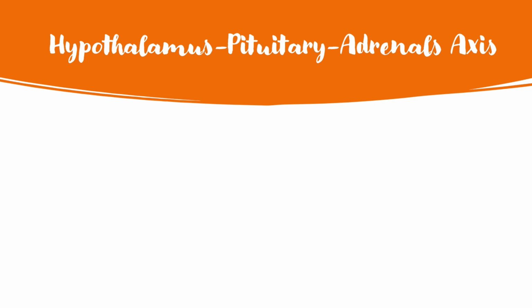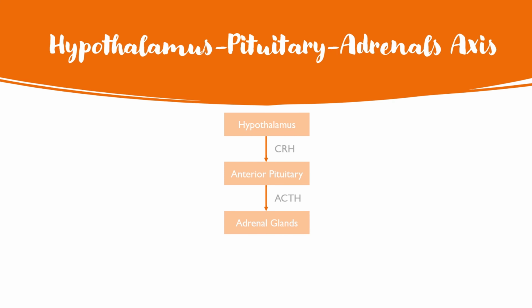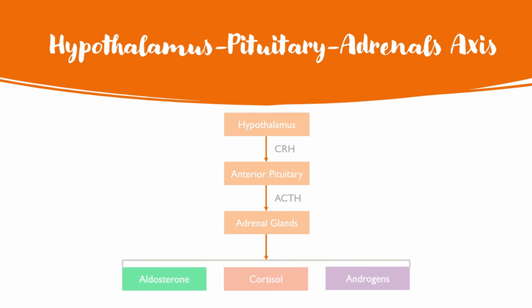Another aspect to review is the hypothalamus-pituitary-adrenals axis. So what happens here is that we start off with the hypothalamus, and this secretes a substance called CRH, or corticotropin-releasing hormone. This CRH then acts on the anterior pituitary gland, triggering it to release ACTH. This ACTH then acts on the adrenal glands, triggering the release of three key hormones: aldosterone and other mineralocorticoids, cortisol and other glucocorticoids, and androgens.